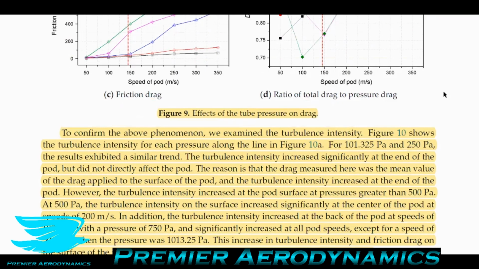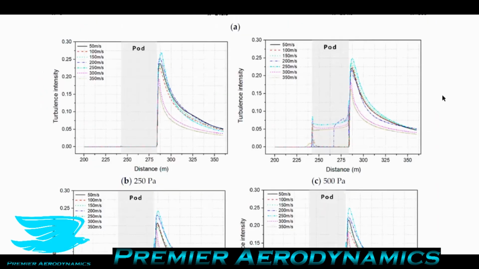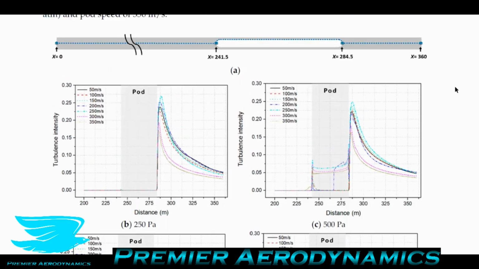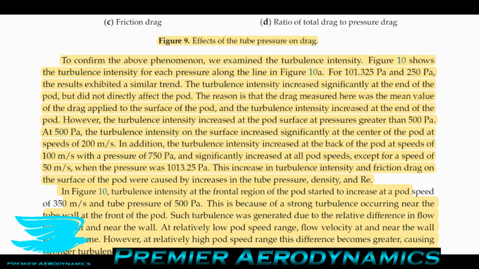So figure 10, let's look at figure 10. They have the turbulence intensity at different points along the Hyperloop system at different speeds, which is cool. Turbulence intensity is very important. We've done a podcast on it and why it's important, so you can check that out if you like.